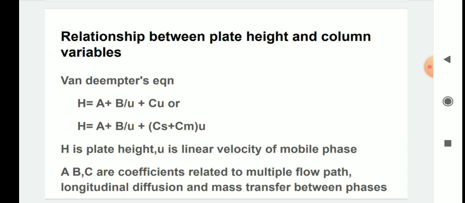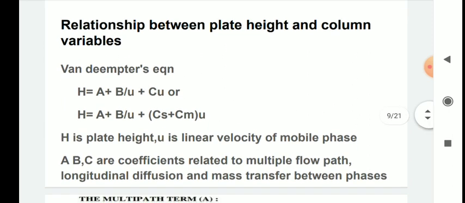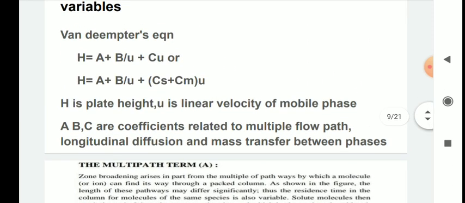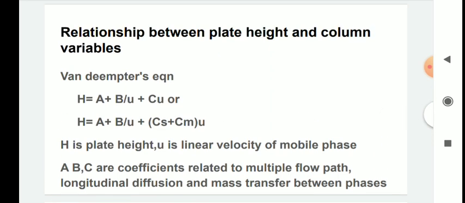In the last lecture, we have seen that the rate theory is able to explain the dispersion. Rate theory is able to explain the band broadening. Now we'll see in this lecture what is the relationship between the plate height and the column variables.